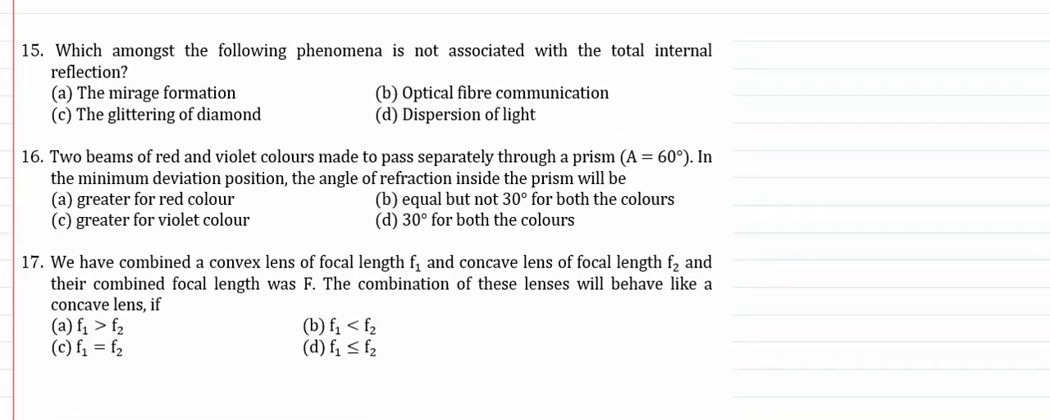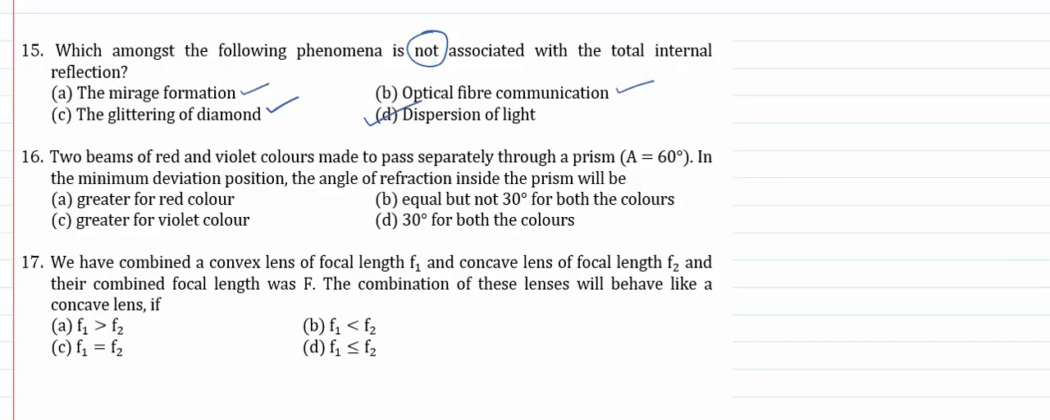15th. Which of the following phenomena is not associated with total internal reflection? Mirage formation is an example for total internal reflection, optical fiber, glittering of diamond. So dispersion of light is not related to total internal reflection.